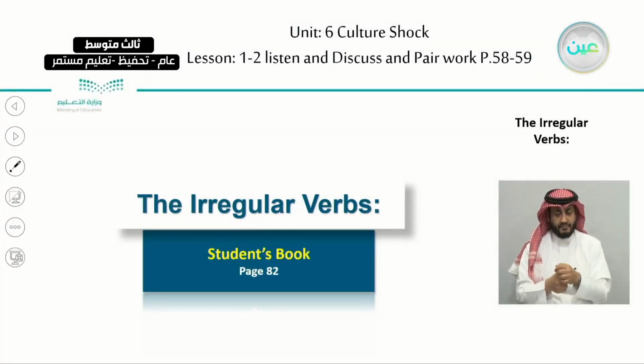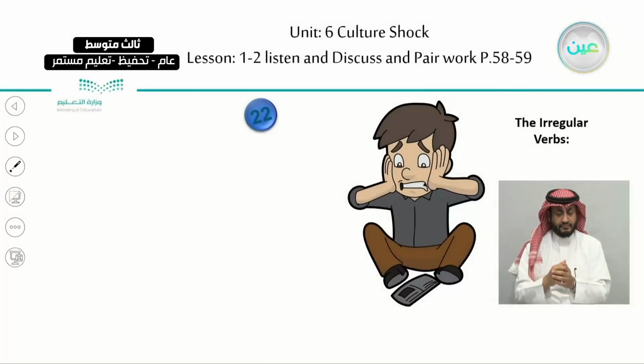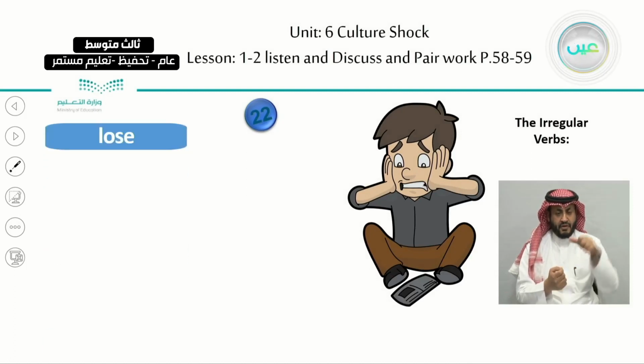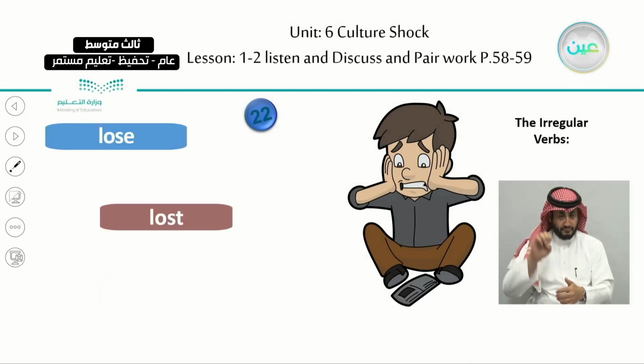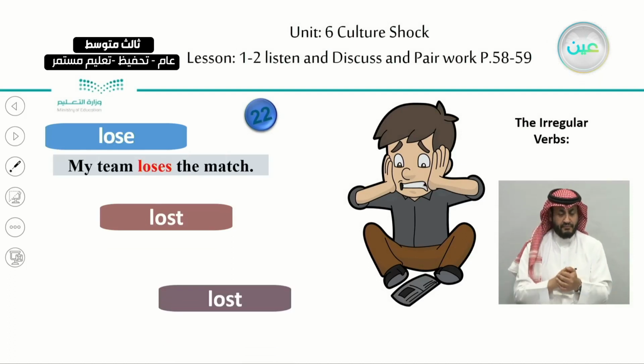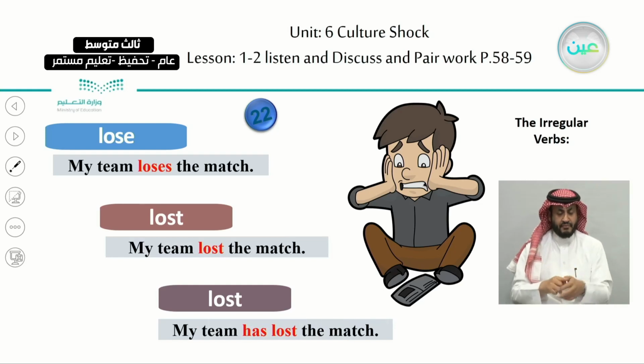If you can open page 82, we will go through the irregular verbs together. Verb 22 we have lose, lost, lost. How do we form it in a sentence in the present? My team loses the match. Lost: my team lost the match. Lost: my team has lost the match.